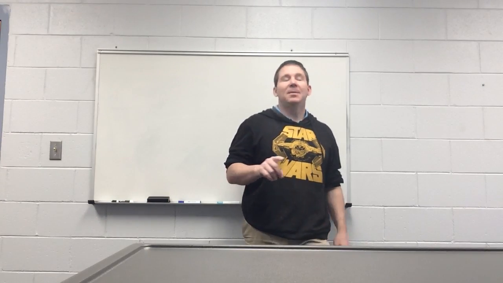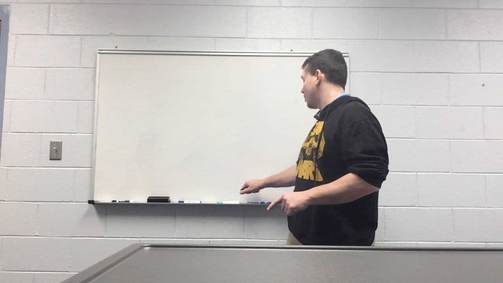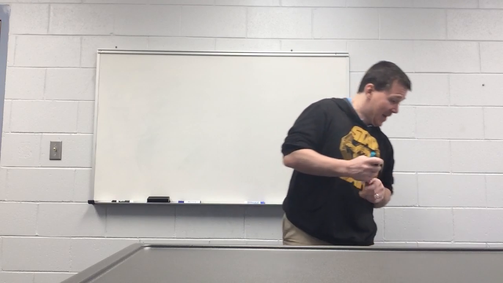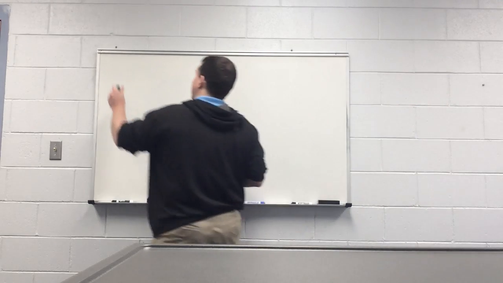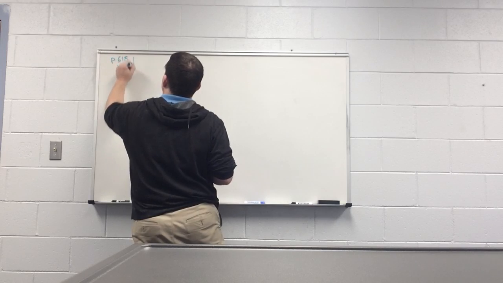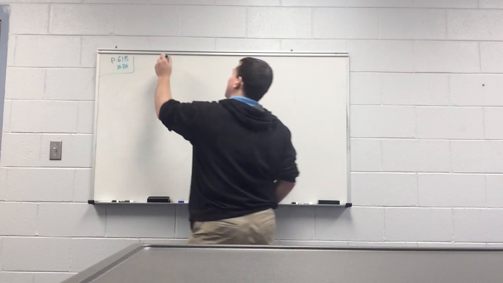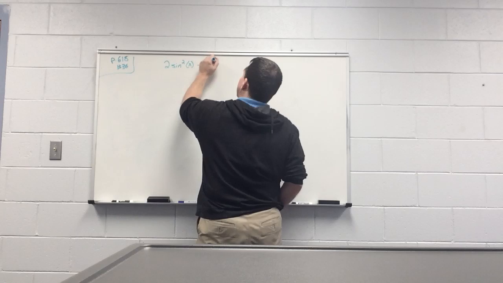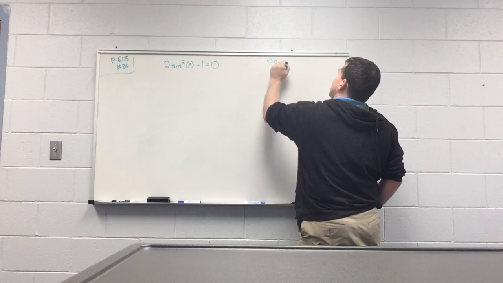Okay, a few students had emailed me questions about some of the homework problems, so there's just one I wanted to go over as far as solving trigonometric equations. This one was page 618, number 36. We're just solving an equation, and it's 2 sine squared minus 1 equals 0. And we are told to solve this on 0 to 2 pi.